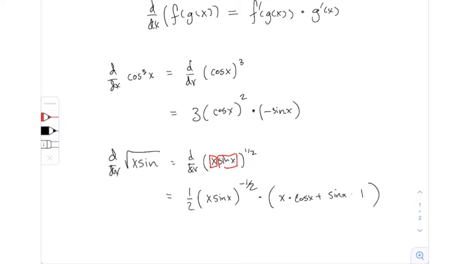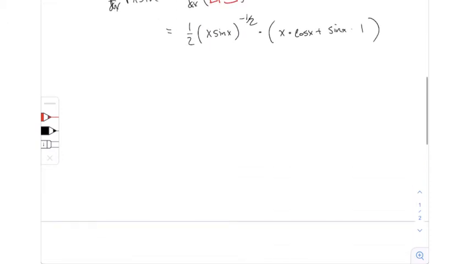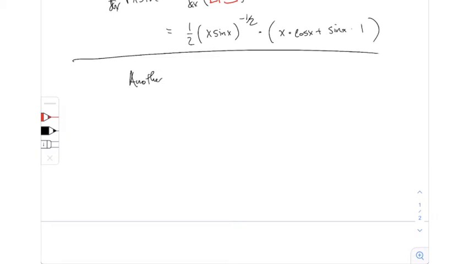So this is all basically what we did last time. I would like to talk about another way of writing the chain rule, which you may or may not have seen. Another form of the chain rule.